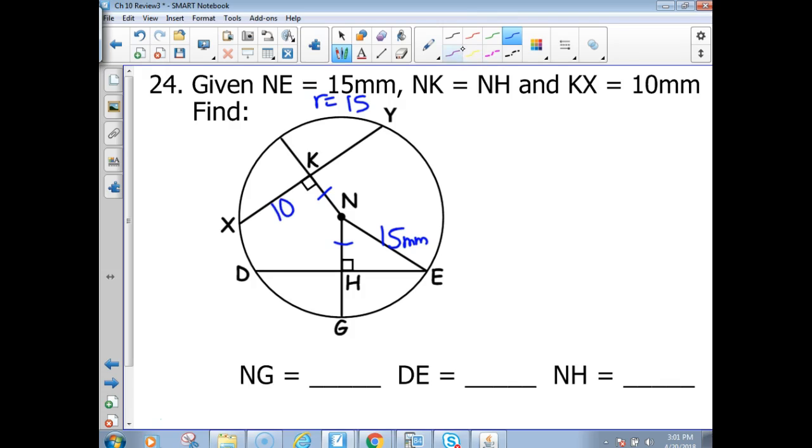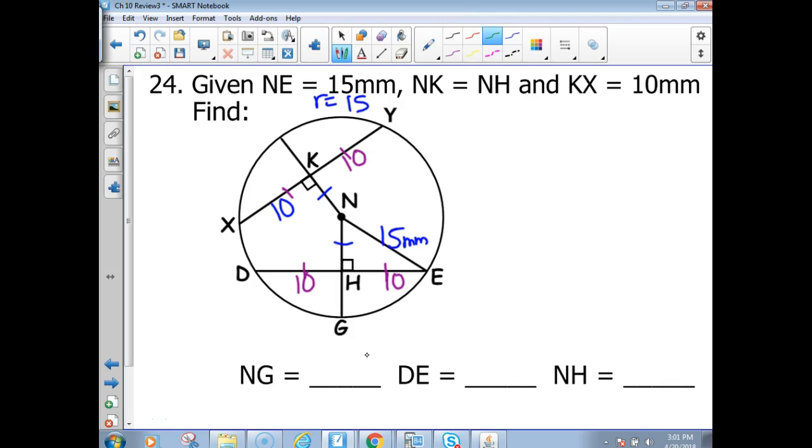All right, here's what these little things mean. NK being congruent to NH means that these chords are congruent. And the chords are bisected by the radii. So all of these segments are congruent, which means since one of them's 10, they're all 10. All right, that's the information I've been given.